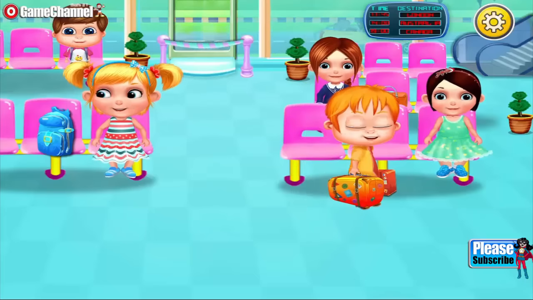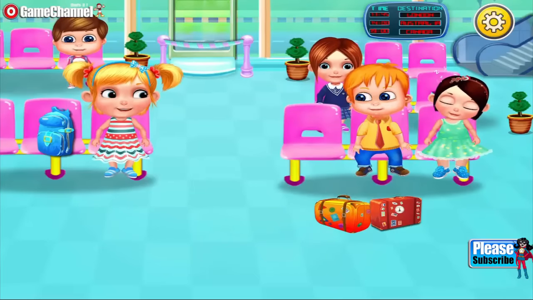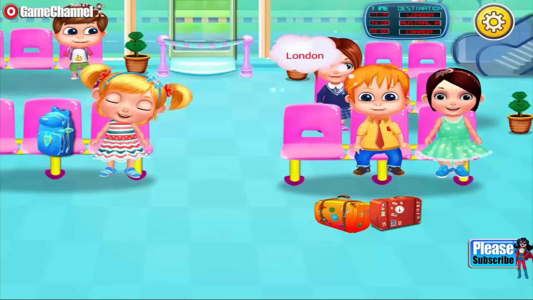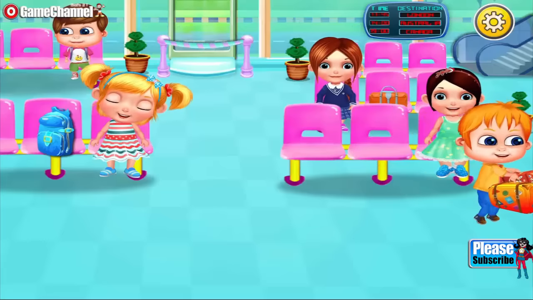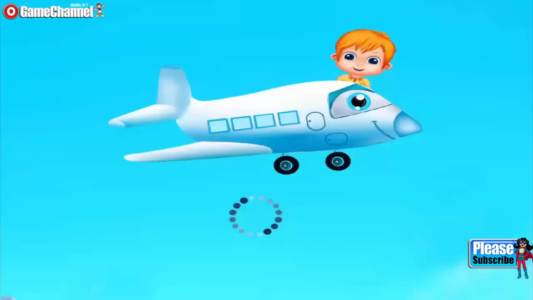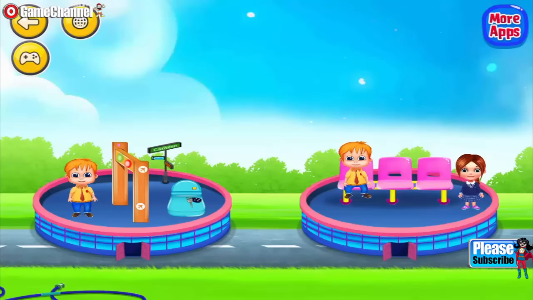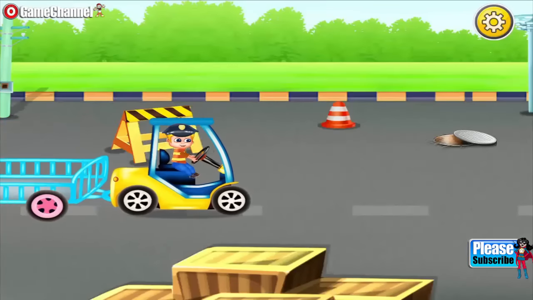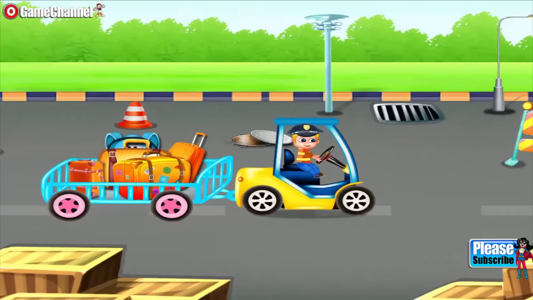Need to wait in the waiting area. The luggage will get into the plane. The man is coming with the trolley.